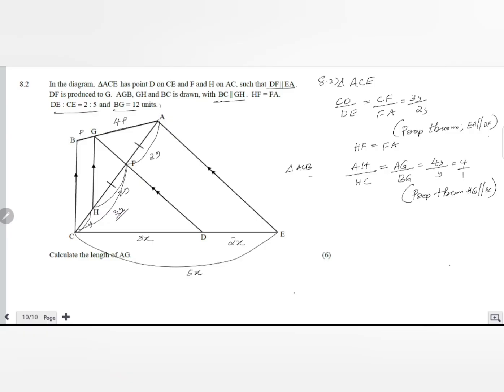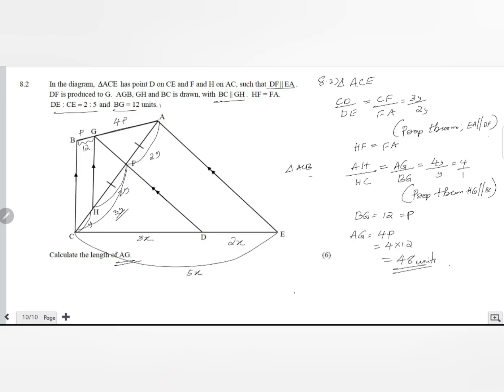Now look at what is given. BG is given. BG is equal to 12. That is, the length from B to G is 12, which is the same as P, isn't it? And they want us to calculate what? AG. AG is equal to, at this stage, what is AG? 4P, and we know the value of P, that is 4 times 12. So what is the final answer? 48 units. So this is how we do this question, guys.